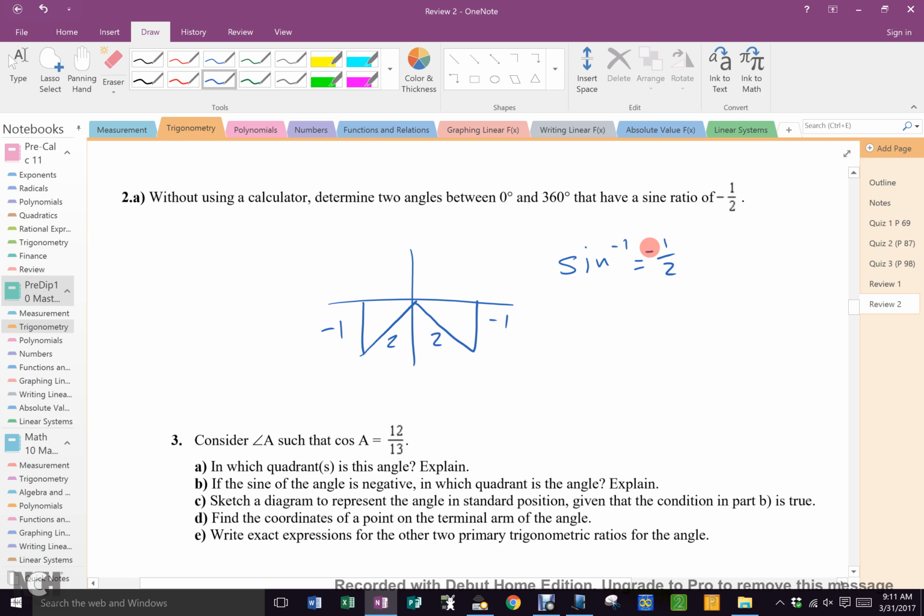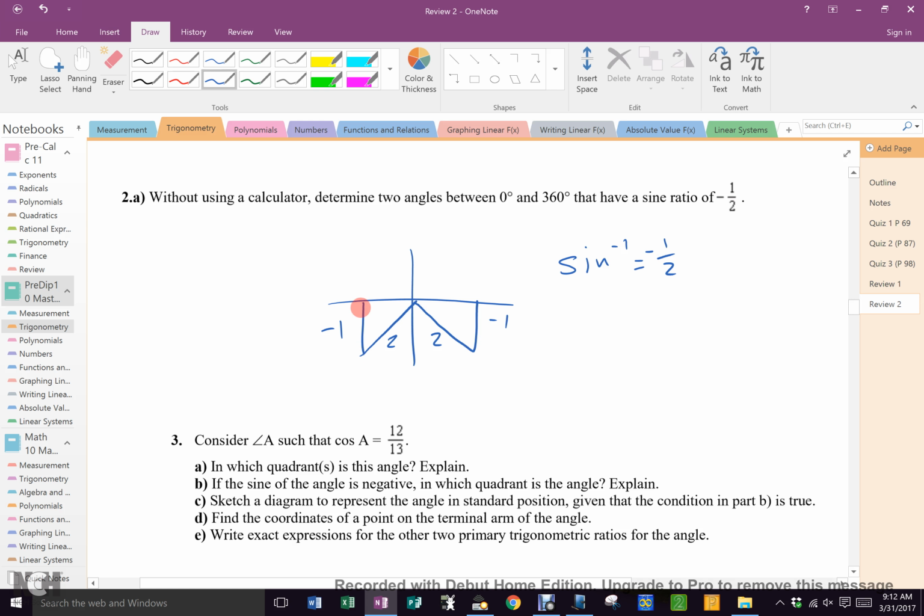What is it? You do shift sine of -0.5. What is it? You're not supposed to. I thought it was just without using a calculator. Oh, right. Okay. So, determine the two angles that have a sine ratio of that. Okay.